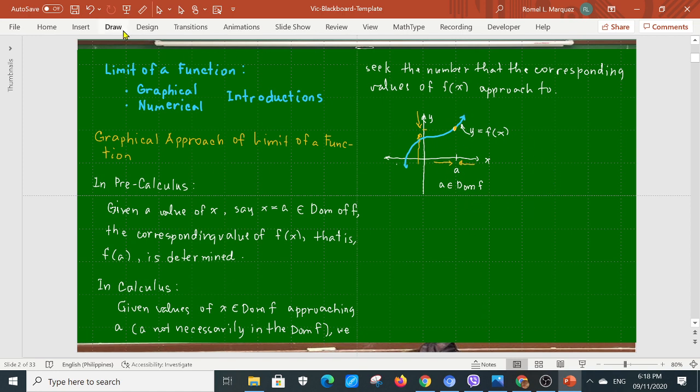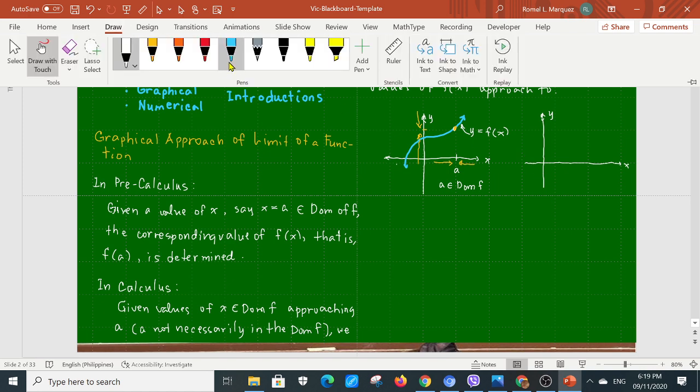But it is also possible that your a is not in the domain. So, in general, we are interested just in the behavior of f of x. What is the limiting value? Where does it go as your x gets closer and closer to x equals a? So that's what we want to know.